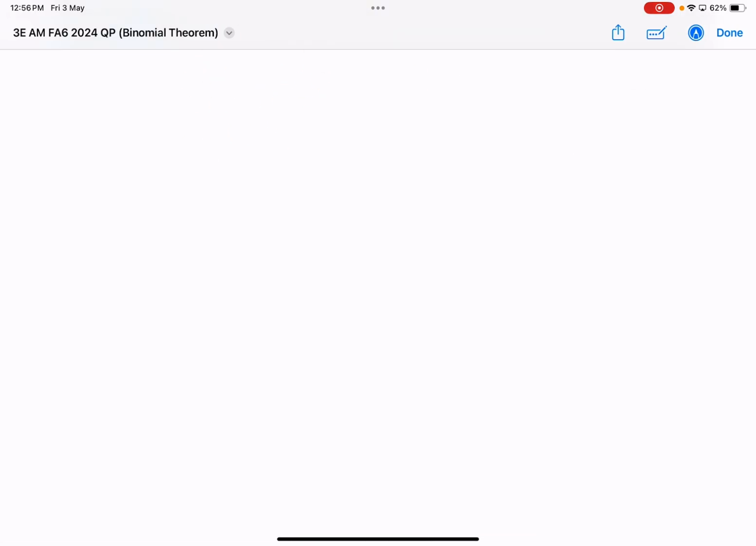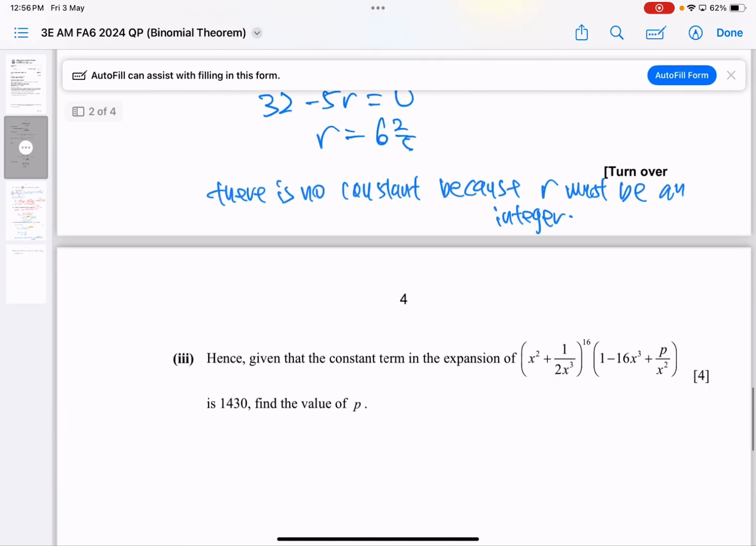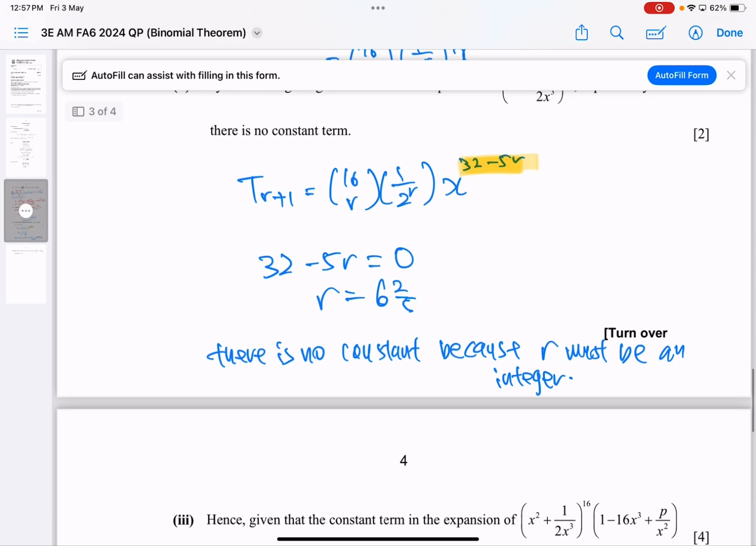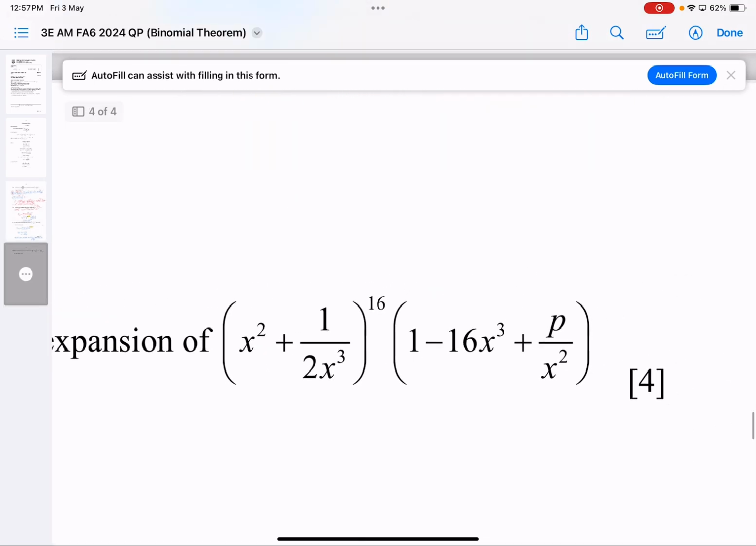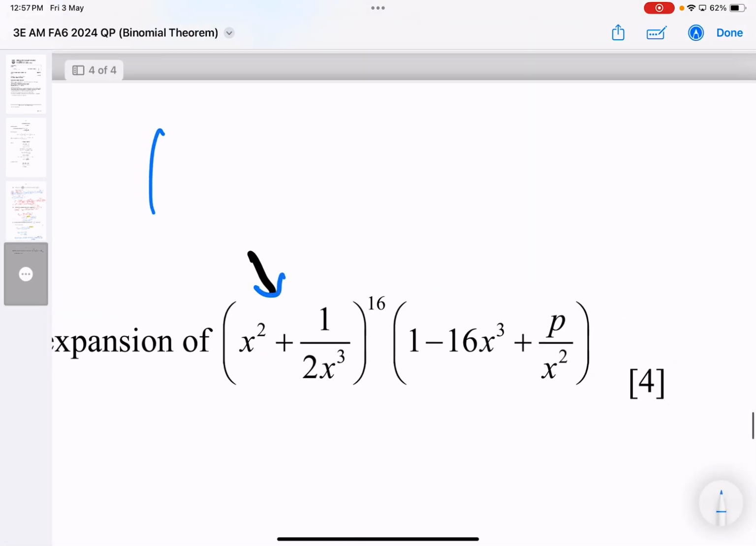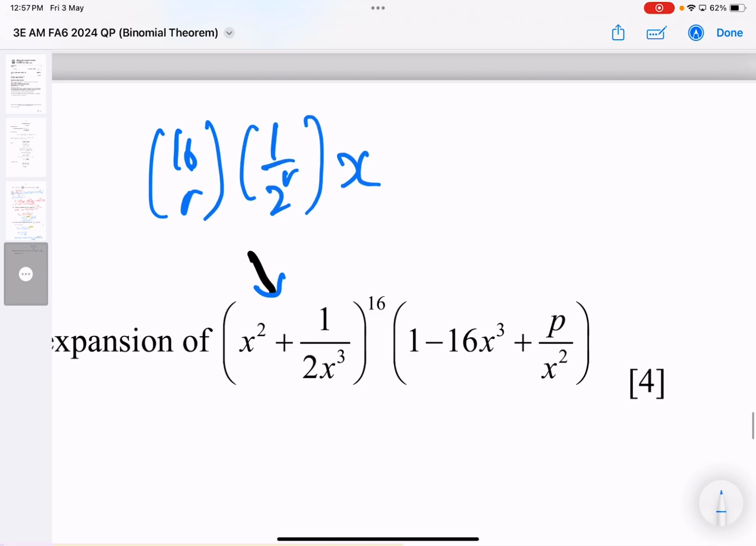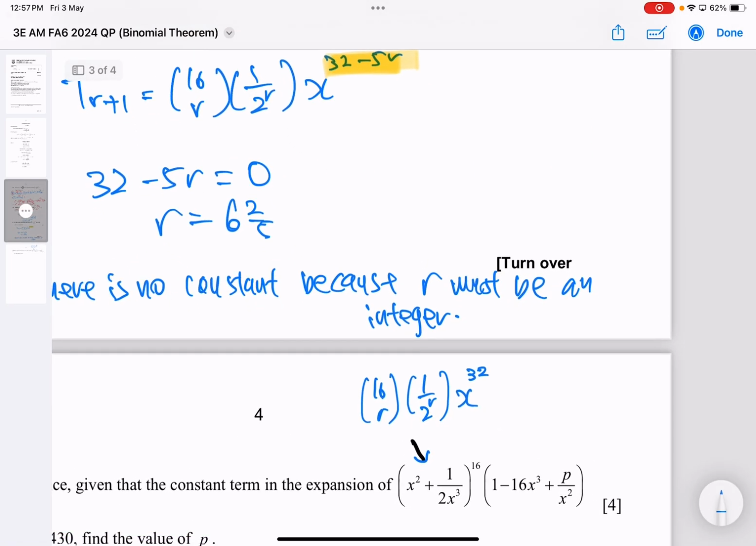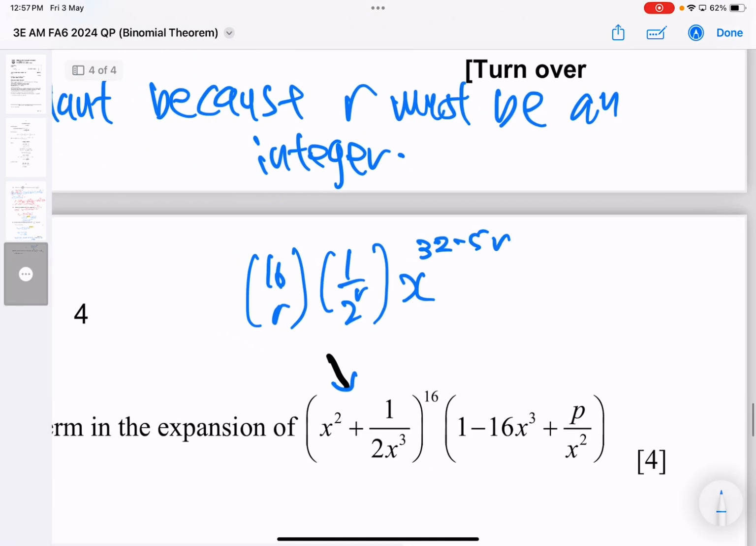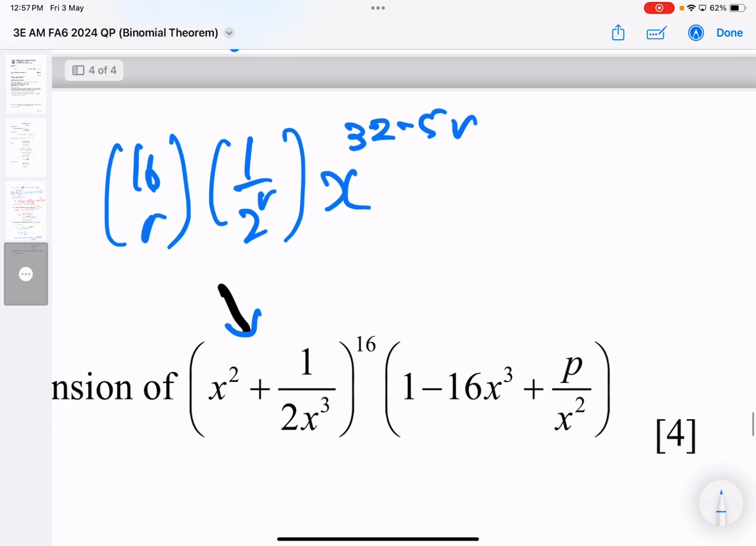What else? 1, oops, please don't disappear. Okay, so this one over here is going to be 16 choose r, 1 over 2 to the power of r, x to the 32 minus 5r. Right, so we know that actually any of the terms here, whether it's the first term, second term, third term, fourth term, we don't care whatever term it is, can be represented using this.